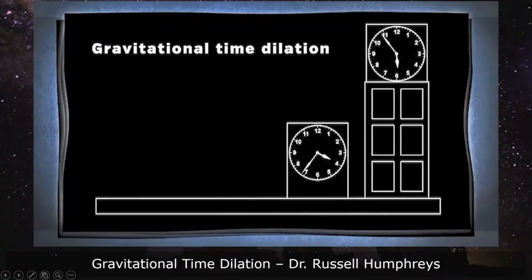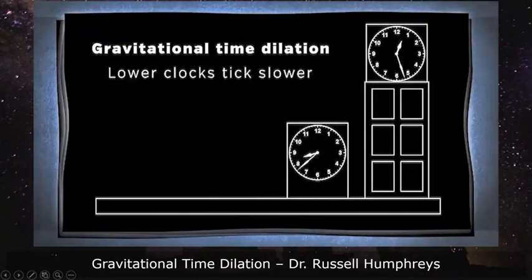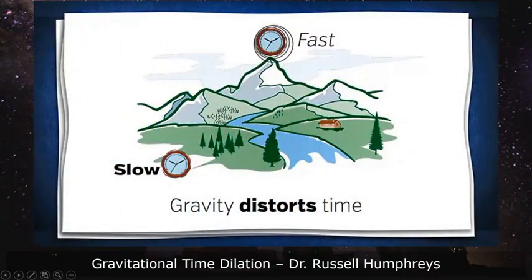It's in Einstein's general theory of relativity, and it says that the lower a clock is in altitude, the slower it ticks. Lower clocks tick slower. Now, this was predicted by Einstein, but it's also been shown by experiment in a lot of different ways. Atomic clocks at mountain altitudes tick 5 millionths of a second per year faster than clocks at sea level. Now, the effect isn't big for a 1 mile difference in altitude, but imagine how big the effect might be for a 14 billion light year difference in altitude.